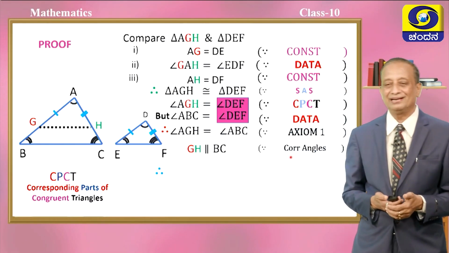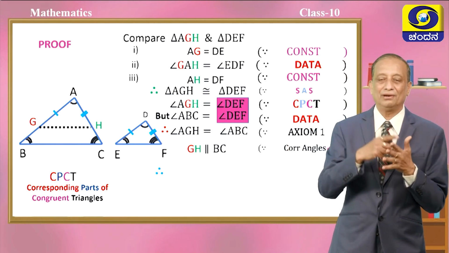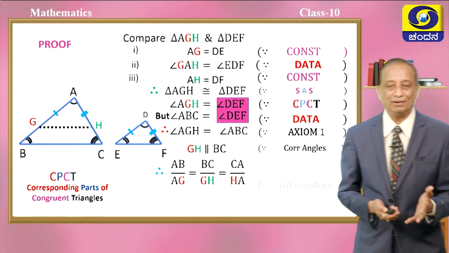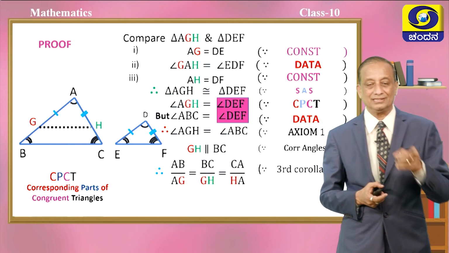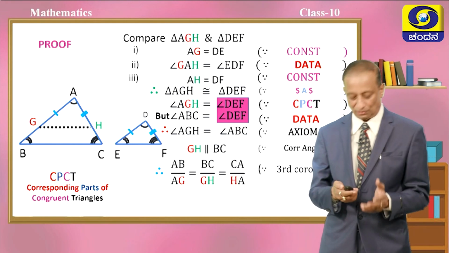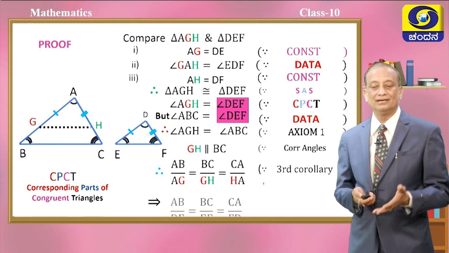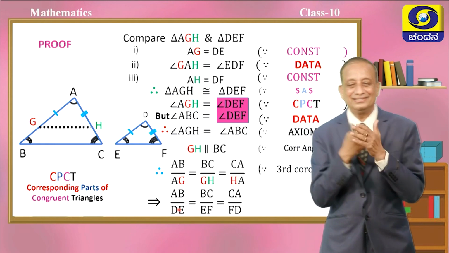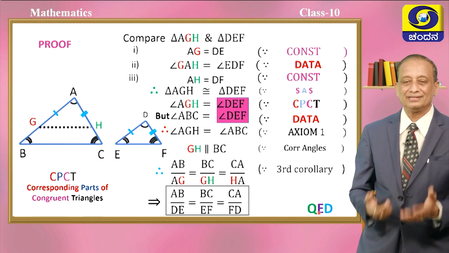Once GH is parallel to BC, what are you thinking of? BPT, and we have got 3 corollaries to it. Which one do we have to apply here? By corollary number 3, the sides of triangle ABC are respectively proportional to the sides of triangle AGH. That is what we wrote. Whatever terms are there in the denominator, you can replace with the sides of triangle DEF, because they are all equal. Yes, we got it, children. This is what we wanted to prove. Hence we have proved it, QED.